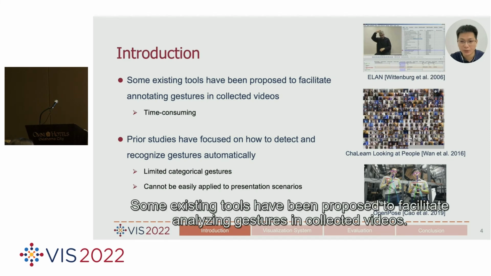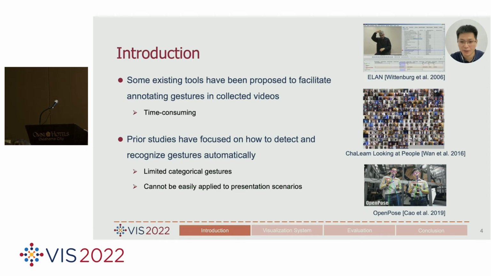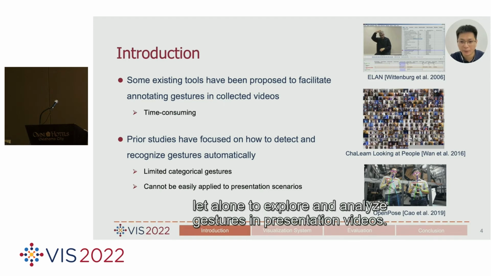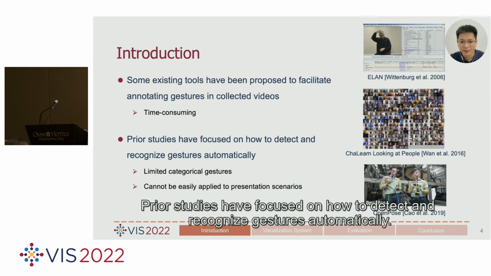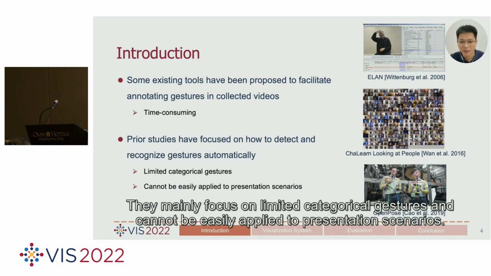Some existing tools have been proposed to facilitate analyzing gestures in collective videos. For example, some work allows the creation of gesture annotation in videos, but it's still time-consuming to watch them one by one, let alone to explore and analyze gestures in presentation videos. Prior studies have focused on how to detect and recognize gestures automatically. They mainly focus on limited categorical gestures and cannot be easily applied to presentation videos.